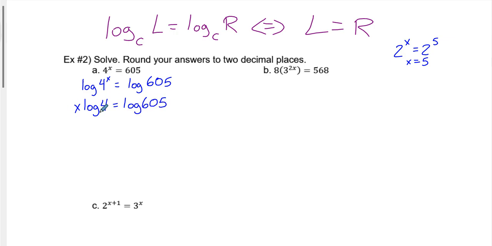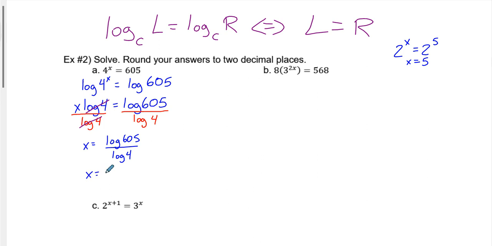Now, as soon as we get our logarithm by itself, we're trying to isolate our x. Well, we have x multiplied by the log of 4. So the only way to get rid of a multiplication is to divide. And what are we dividing by? We're going to divide by the log of 4. So the log of 4 is going to cancel off with the log of 4, and x would equal the log of 605 divided by the log of 4.